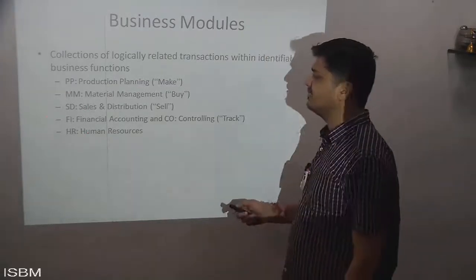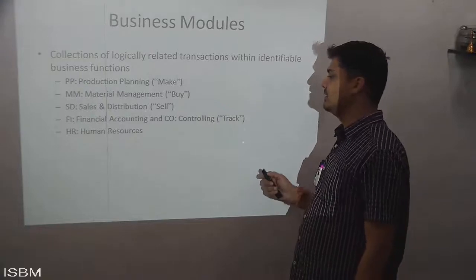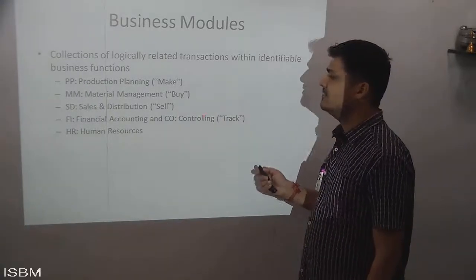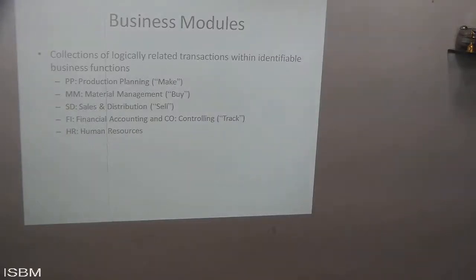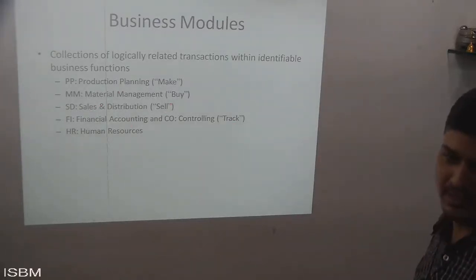Then FI stands for financial accounting and controlling. Track. Here we are tracking something, in the sense of money. We are doing financial accounting and controlling, tracking something related to money. HR, human resources. So keep in mind what exactly these are: PP is make, MM is buy, SD is sell, FI is track, and HR is nothing but human resources.